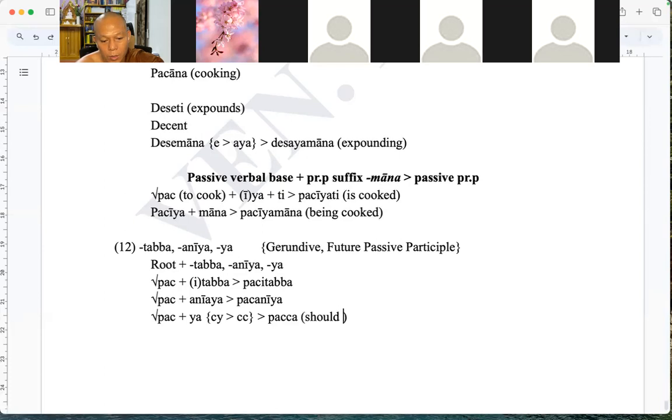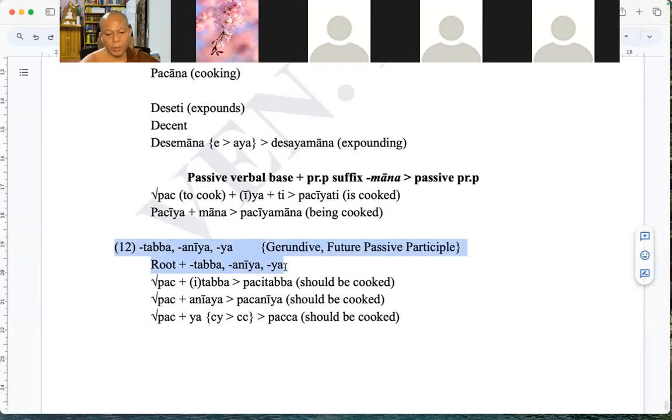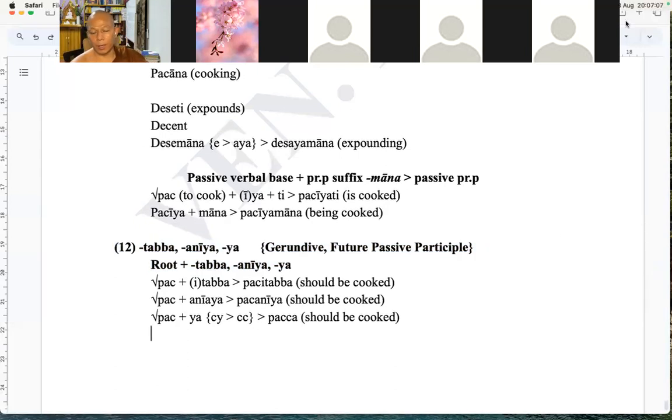So the meaning of that one is should be cooked. So bajitabba also should be cooked. Bajanīya also should be cooked. And bajja also should be cooked in this way. These are future passive participles or gerundives. Okay, so now we finish. So next time, vocabulary. Okay, so any question?